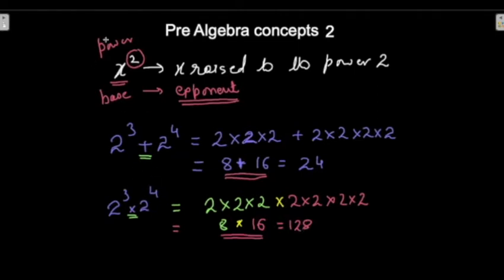Now let's do one thing. Let's keep the base same and add the exponents or add the power. Let's keep the base same and add the power 3 plus 4, which will be equal to 2 raised to power 7.